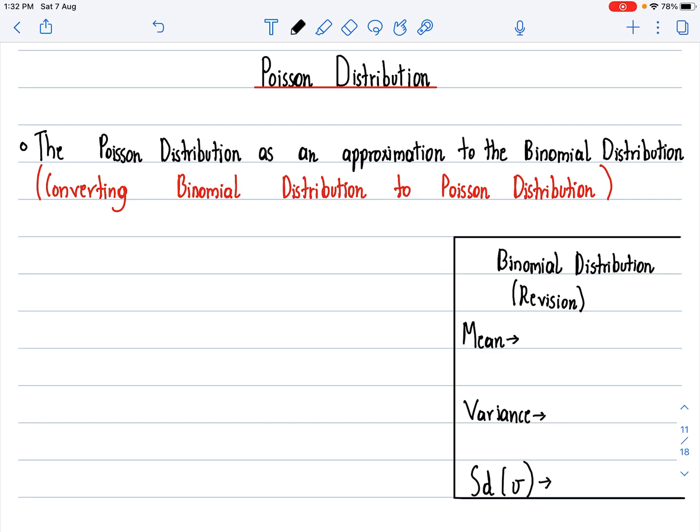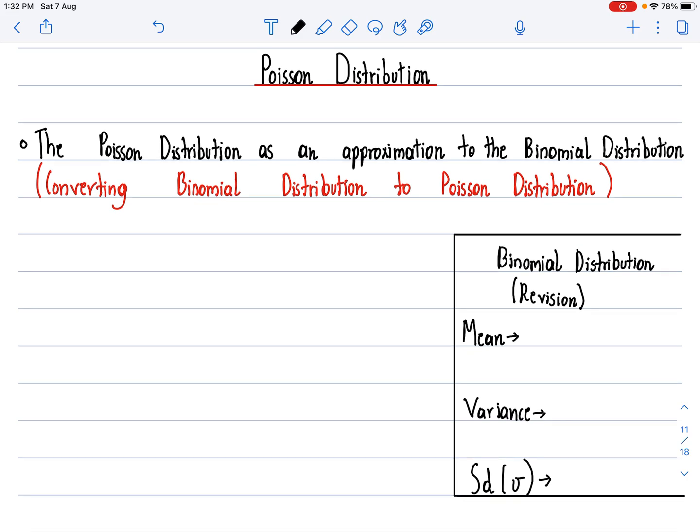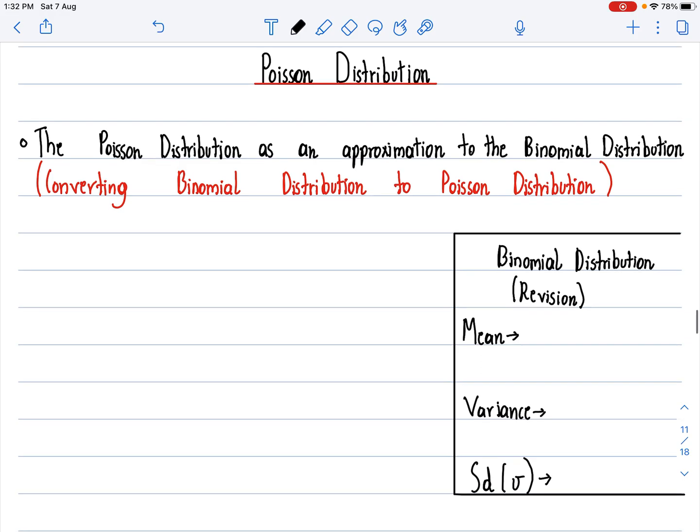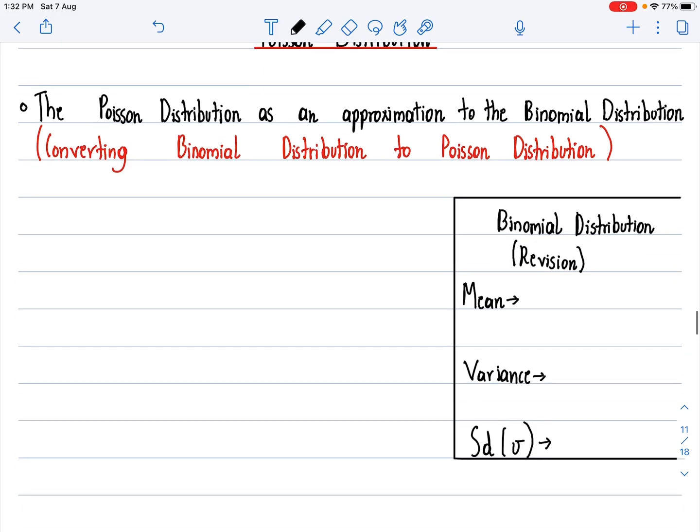Today we'll be doing the concept of the Poisson distribution as an approximation to the binomial distribution, which is basically how to convert from the binomial distribution to the Poisson distribution. This is a subtopic in the chapter of Poisson distribution. It's a very important concept to know, because many past paper questions are asked on this. If you understand this concept properly, you will be able to solve many past paper examples and questions, correct? So let's start with what is binomial distribution.